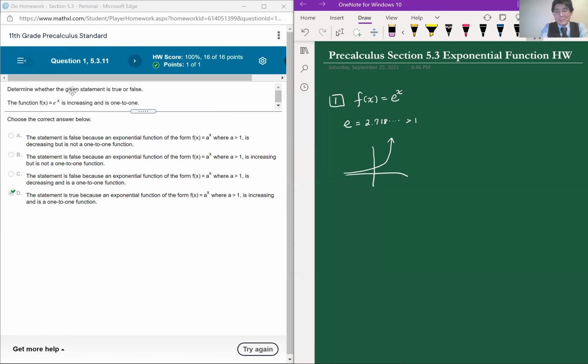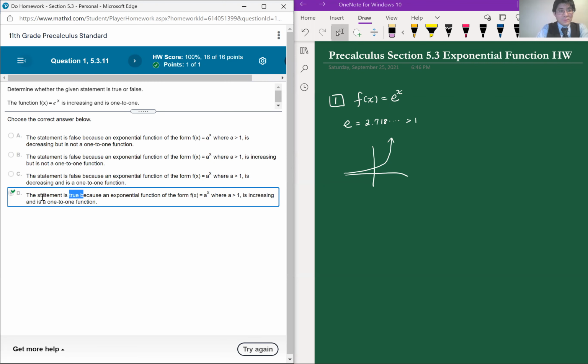It is an increasing function and it passes the horizontal line test. So this is a 1-to-1 function as well. So the statement is false, false, false, true. So this is the only correct one. The statement is true because this is an exponential function with base greater than 1, which means it is an increasing function and it is a 1-to-1 function.